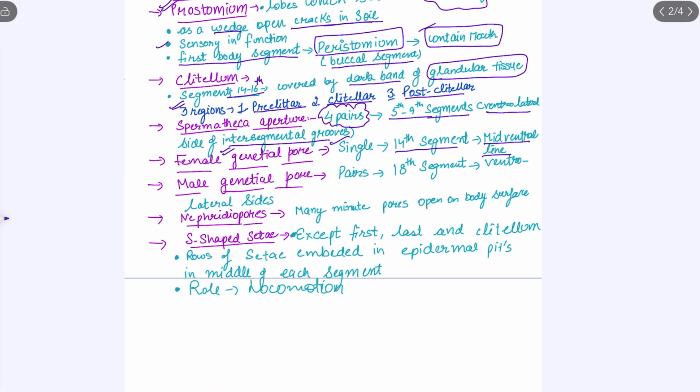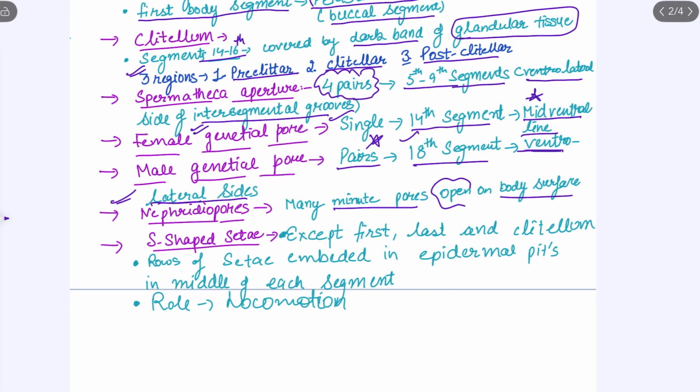Next is the male genital pore. It is present in pairs at the 18th segment on the ventrolateral side. The female pore is at mid-ventral, and this is ventrolateral, meaning on the lateral sides in the ventral view. Okay, nephridiopores. They are minute pores that open on the body surface. That is called nephridiopores.